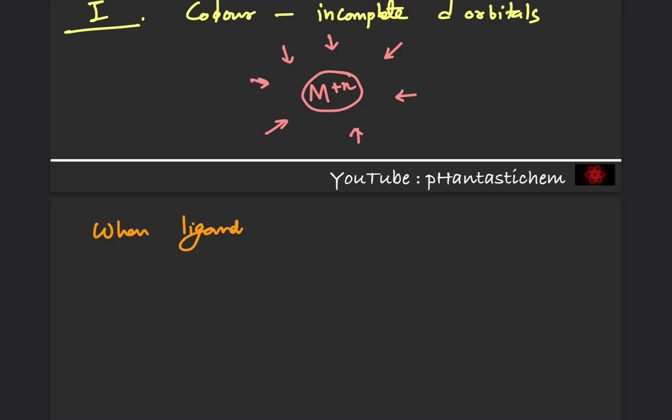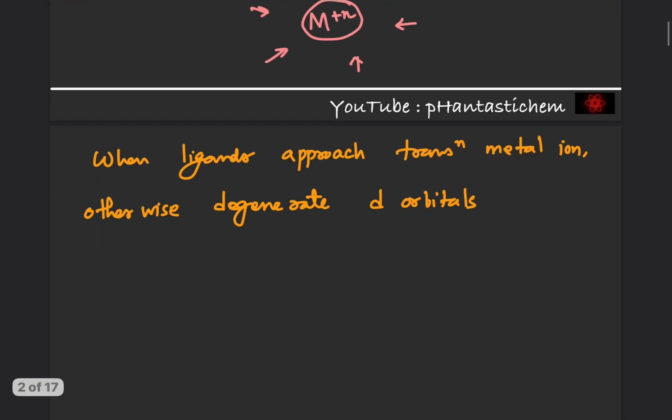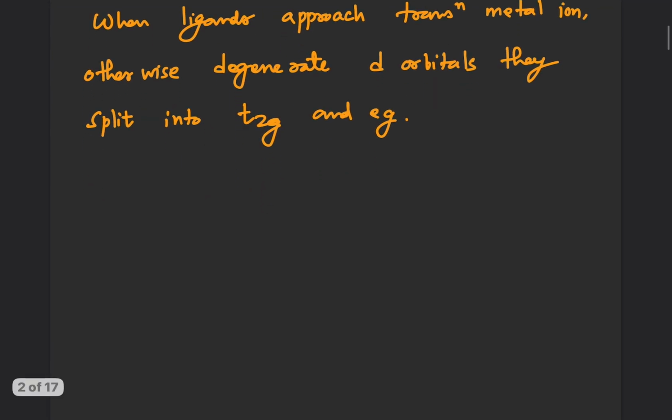I will write that down. When ligands approach a transition metal ion, the otherwise degenerate d orbitals, obviously the 3d orbitals in the case of our d block elements, split into T2g and Eg. With respect to a diagram, we can show it in this fashion.